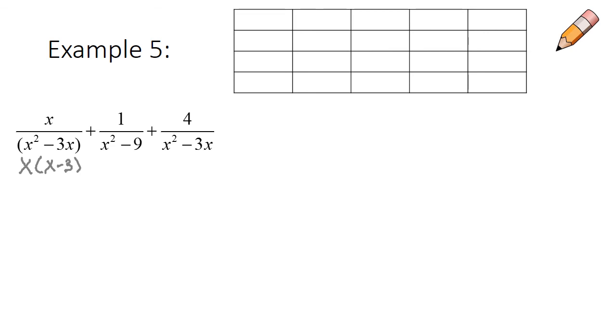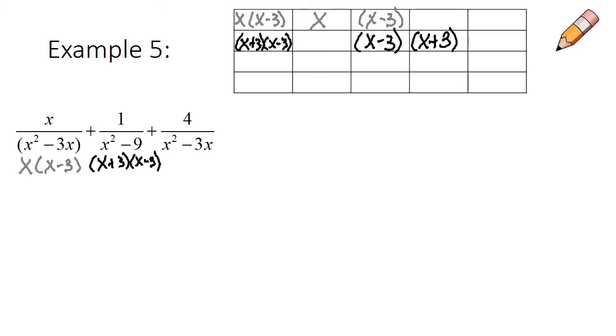So let's work with our first fraction first, okay? So I have x and x minus 3. X gets its own space, and then x minus 3 gets its own space. Now I can move on to my second fraction. I have x squared minus 9, which can be x plus 3, x minus 3. Write both of those down. Now they need their own space. X plus 3, I don't have a row for that yet, so it has to have its own space. But x minus 3 can go in my x minus 3 row.